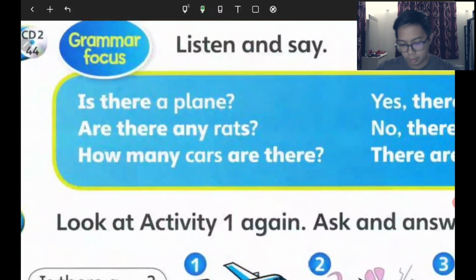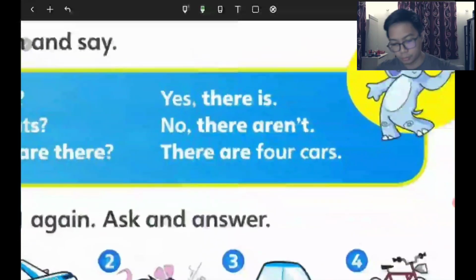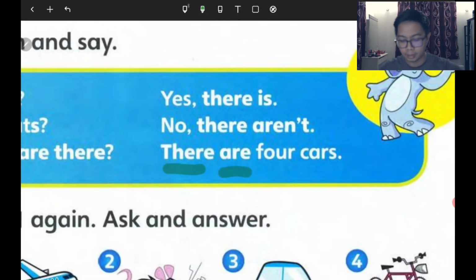So when people ask you how many cars are there, how many, ada berapa. So we are going to say there are, if there are many, 4 cars. Okay, 4 cars.